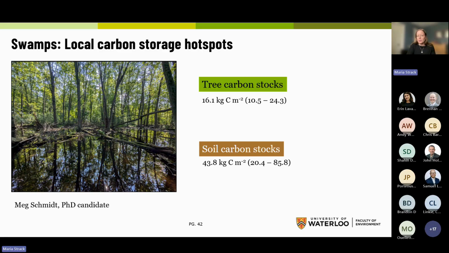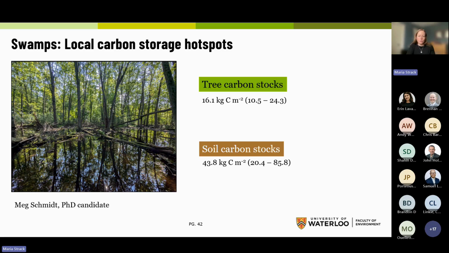Swamps were not always the most dominant peatland or wetland in Southern Ontario, but many marshes have been lost to agricultural drainage, making swamps now the most important wetland type. And one of my PhD students, Meg Schmidt, has been doing a lot of work trying to quantify how much carbon is stored in these ecosystems and what their greenhouse gas exchanges are.